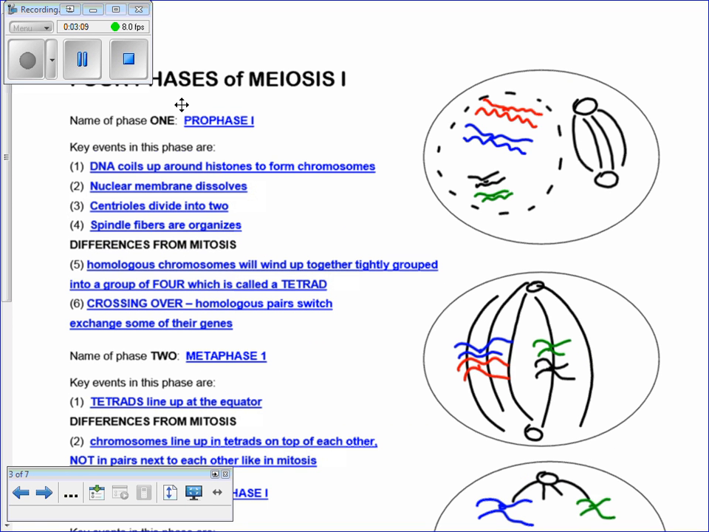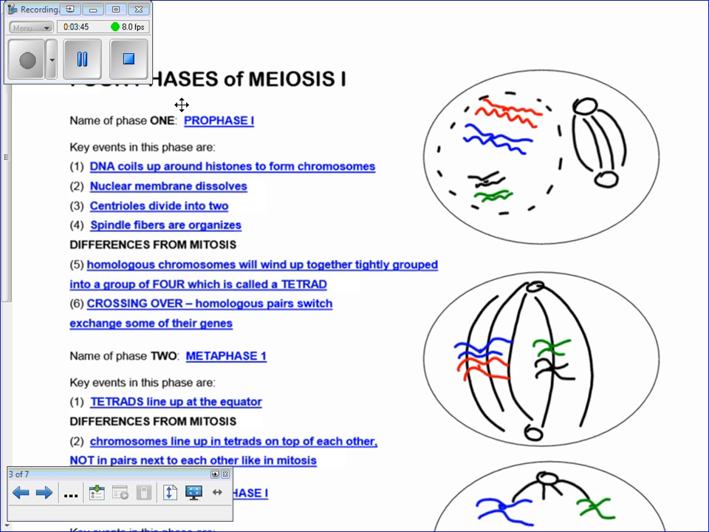So if we go back to what we were talking about yesterday, in phase 1, prophase 1 begins the very same way as mitosis. Nuclear membrane dissolves, centrioles split from 1 to 2, and it starts to form the spindle fibers. Chromosome DNA starts to wind up and form chromosomes. All that's going on. The difference, though, is near the end of prophase, these homologous pairs of chromosomes begin to group together in groups of 4 called tetrads. This we don't see in mitosis.